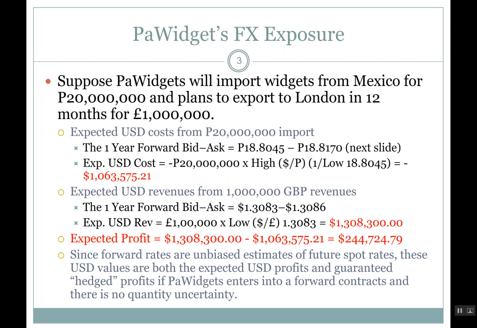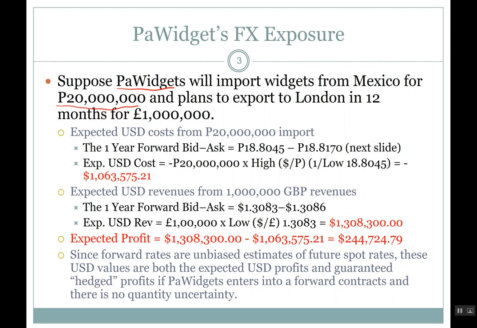All right, so here's the goofy example we're going to set for this whole lecture. PA Widgets. Simple business model. One year from now, they are going to import widgets from Mexico and pay 20 million pesos, and then immediately deliver them to London and receive £1 million. That's their entire business. They pay 20 million pesos for their widgets and just ship them to London and get £1 million.